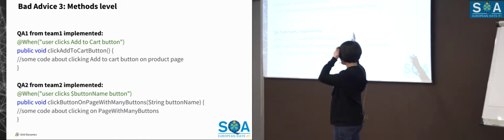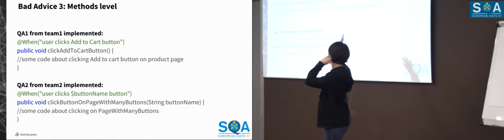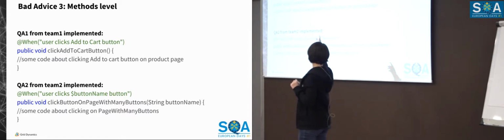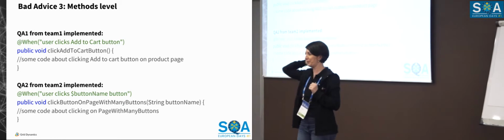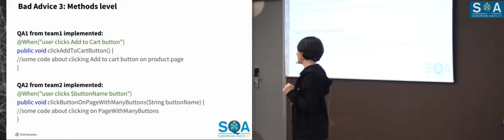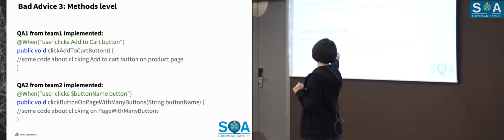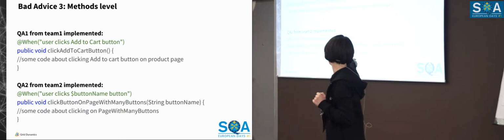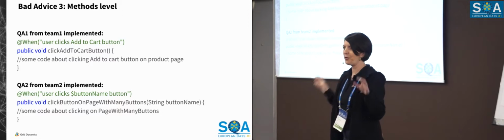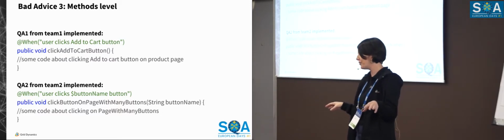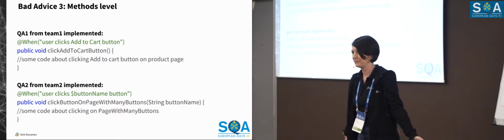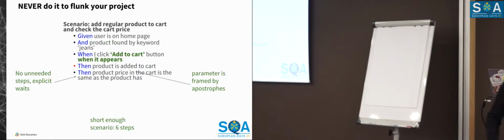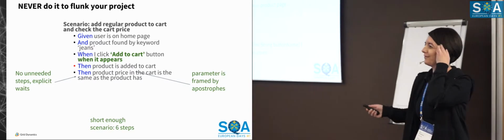So our Selenium sees this first step and decided that add to cart is parameter and is trying to find add to cart button on the page number 2. We have no add to cart button on the page number 2 and the step is red. Real case from our project.